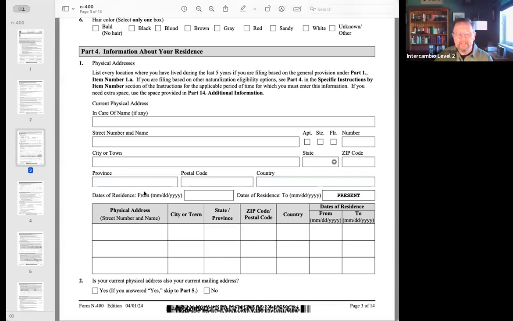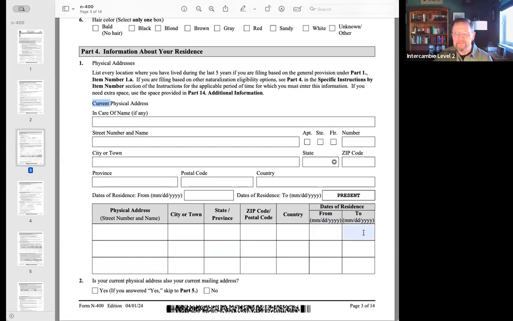Now, your date of residence will be, when did you move there? And again, month, day, and year. When did you move to present? So this is where you're living now, your current residence. And they've given you a spot for 3 more previous residences, places that you lived before.